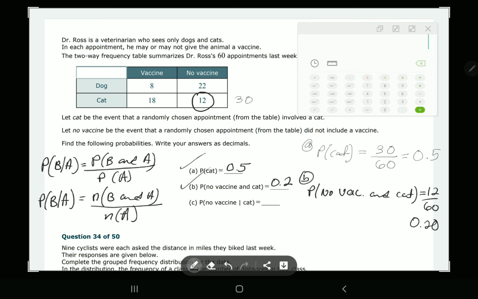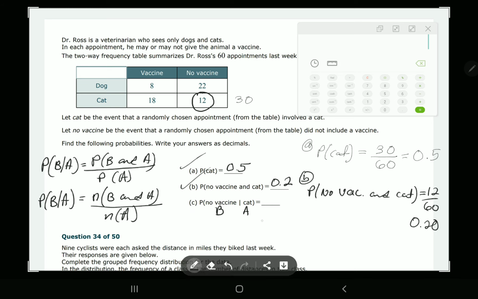Now remember, when you read conditional probability, you want to find the probability of the second event given the fact the first event already occurred. In this case, for letter C, the second event is no vaccine. So I want to find the probability an animal did not receive a vaccine given the fact we know the animal is a cat. When I plug that into the formula, I can call that my B, I can call this my A.